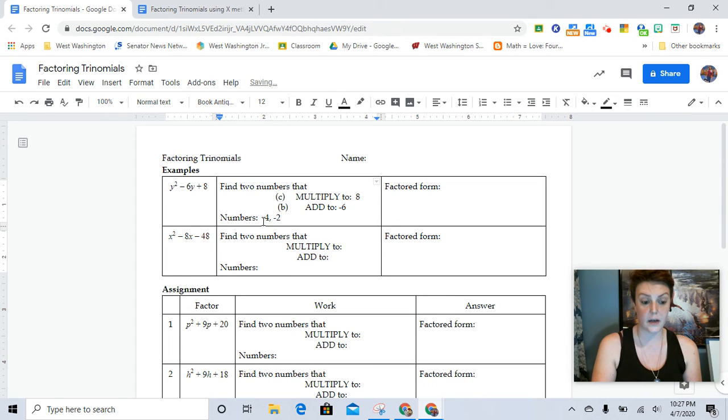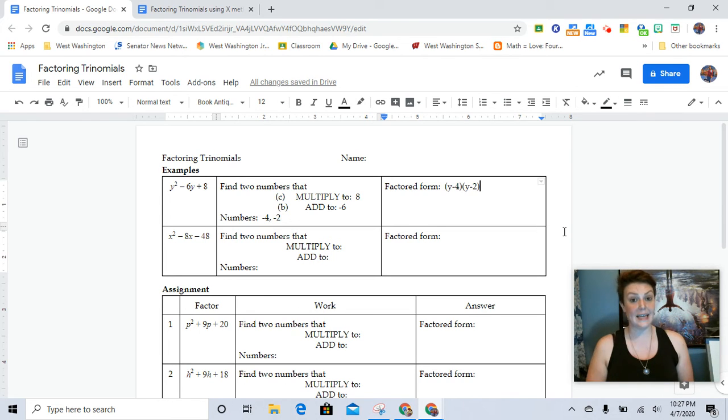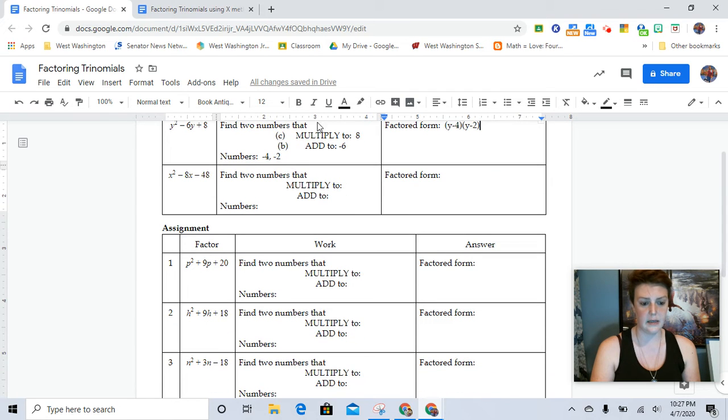Now, this is not our answer. Our factored form is our answer. So this would be y minus 4 times y minus 2. That is our answer. We could FOIL this back out or distribute it back out. Y times y is y squared, and so on. But when we FOIL this out, we should get the exact same thing that we started with, and that's how we know that we did it right. So this is a more computer-friendly version of the same process.